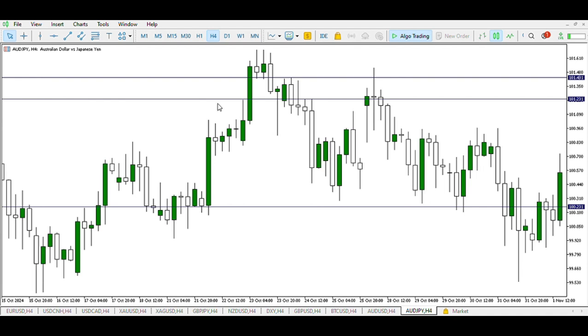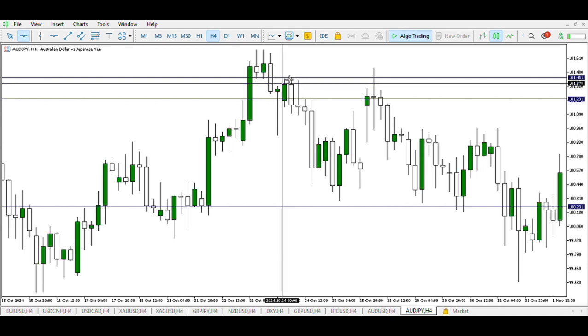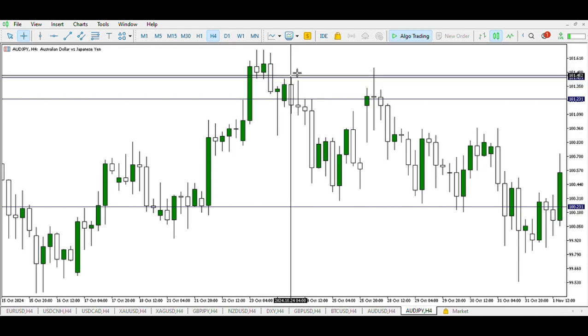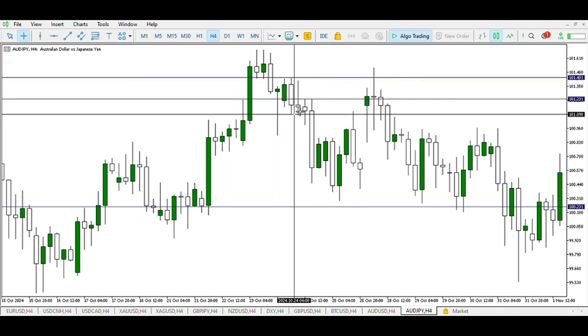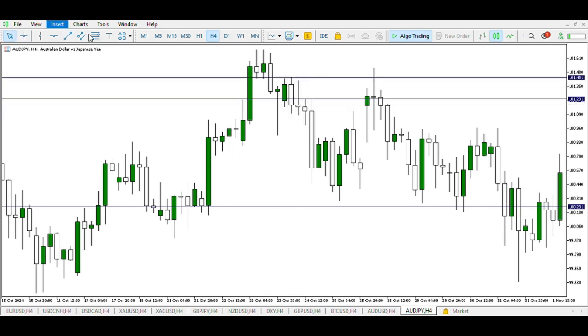So now let us look at this sell pattern on AUD JPY. Here we have a liquidity zone taken out and we have a classic engulfing sell pattern here. We have an engulfing sell pattern here, and we can see the pattern in this red box.